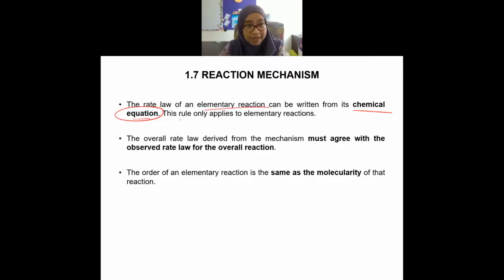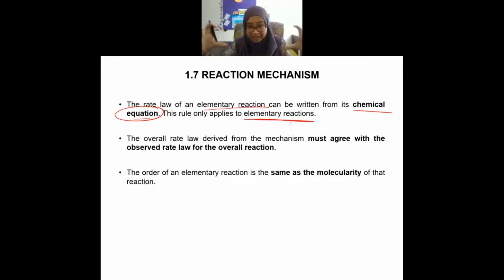Last time kan order dia kita kena determine through experiment. Remember? Yang kita ada table and what not tu kan. You have to determine the order from the data given to you. But this one, the order can be taken directly from the chemical equation. Okay? So tak payahlah susah-susah nak cari guna initial rate method. Okay guys, this is only applicable to elementary reaction.